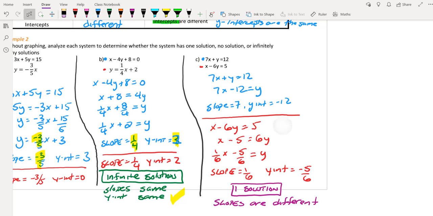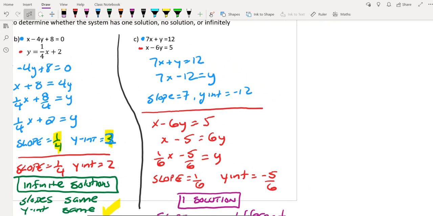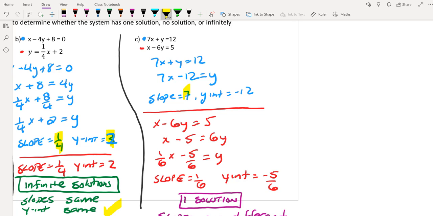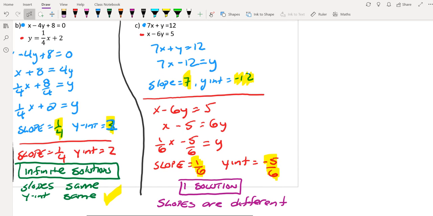In the last situation, we work it in slope-intercept form. The blue line, we end up with a slope of 7 and a y-intercept of -12. And the red line, reworking it, we have a slope of 1/6 and a y-intercept of -5/6. Now we have one solution because the slopes are different. So as soon as you see the slopes are different, you can just stop there. You don't need to compare the y-intercepts. It is going to have one solution.